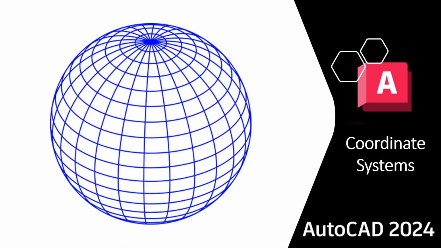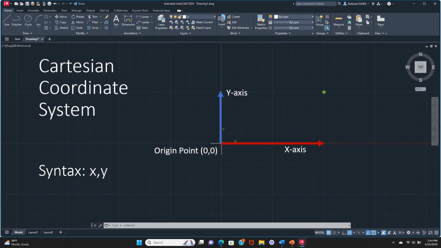Hey everyone, welcome to this video on understanding the coordinate system in AutoCAD. We'll be discussing the Cartesian and polar coordinate systems as well as absolute and relative. Let's start with the Cartesian coordinate system.